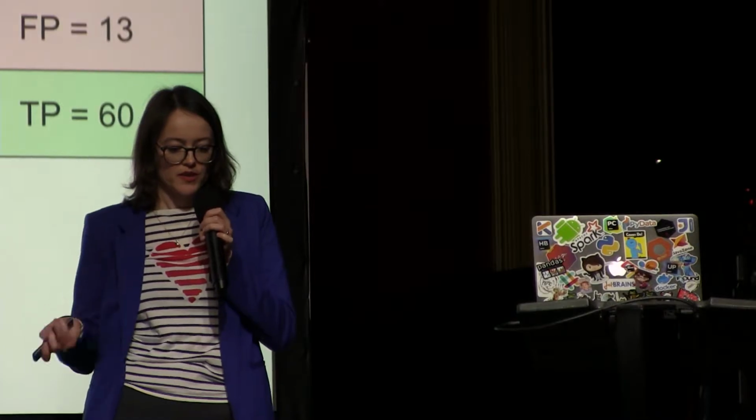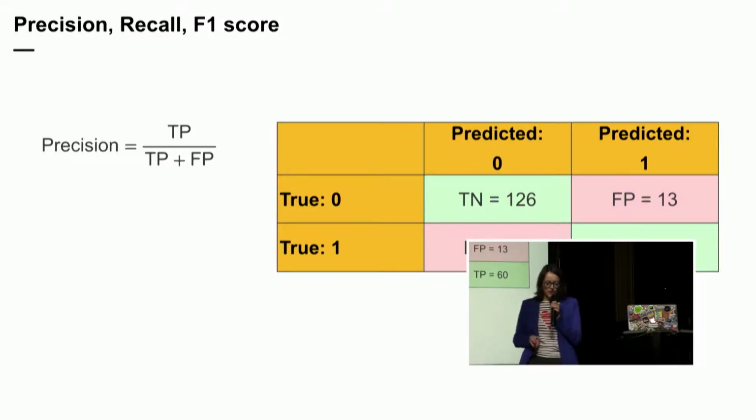And for example, there's precision. Precision is calculated this way. You take the true positive values and divide it by the sum of true positive and false positive values. What does it mean? And when do you care? Let's take an example of a spam detector. That's a classic example.